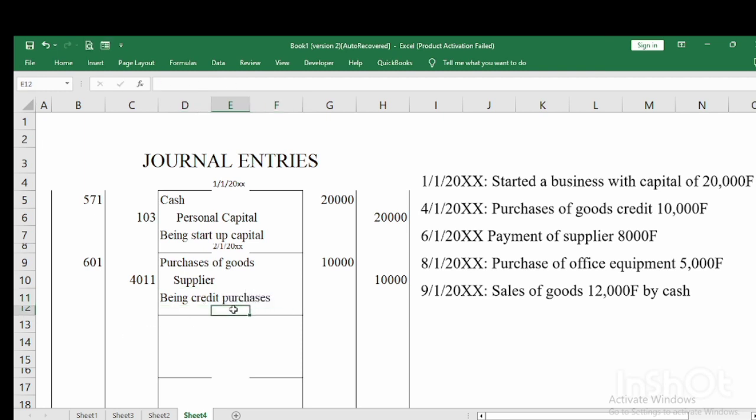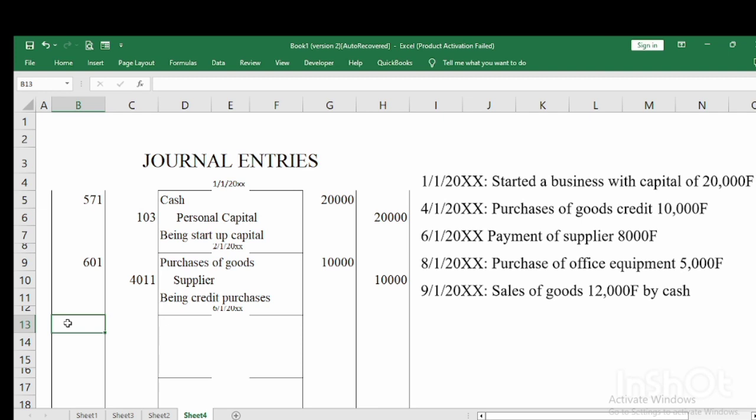Right, let's jump to the next. The next transaction was on the 6th of January. They say payment of supplier 8k. So we purchased 10k, and now we have not even paid the supplier completely. So payment of supplier 8k. When we pay the supplier, what will happen? The accounts concerned here are the supplier account and our means of payment. This transaction did not specify, but let's use cash. So payment of supplier by cash.